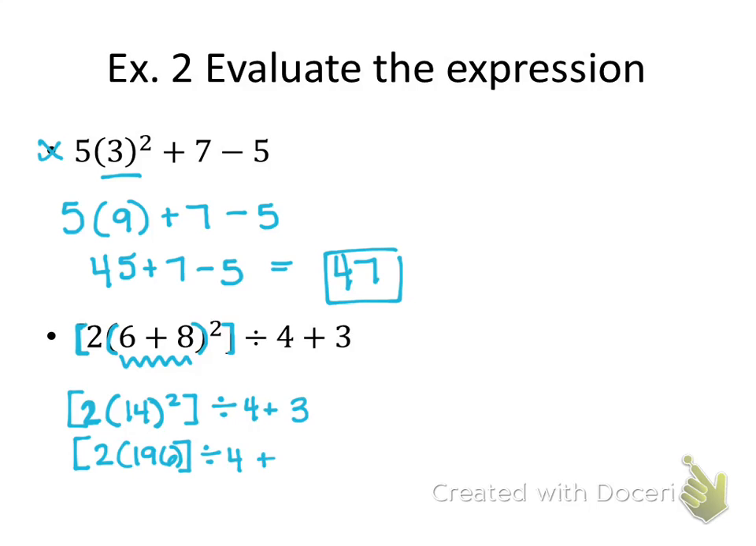divided by 4 plus 3. All right, I need to multiply. What's 2 times 196? 392. Divided by 4 plus 3. Once I've taken care of what's inside of my brackets or parentheses, I can drop them. I don't have to keep them on there. Okay? 392 divided by 4 is equal to 98. And 98 plus 3 is equal to 101.